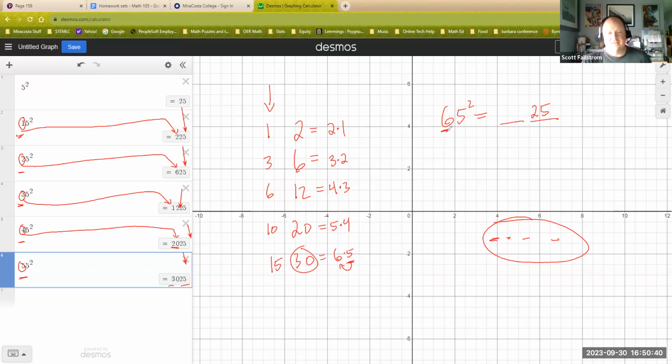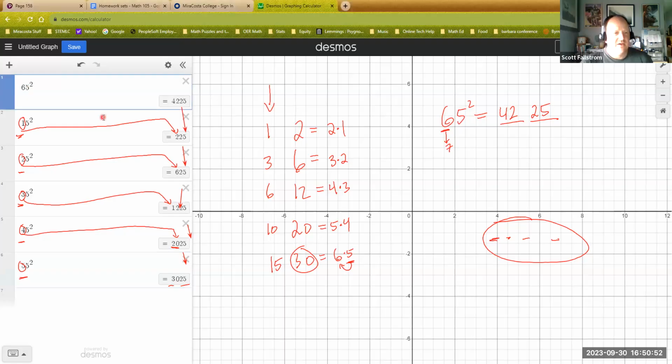And the first one, we take this 6, we write the next digit 7, and you multiply those, and you get 4225. So if you were to come over here and check that in Desmos and say, okay, hold on, what is 65 squared? You'd get 4225.